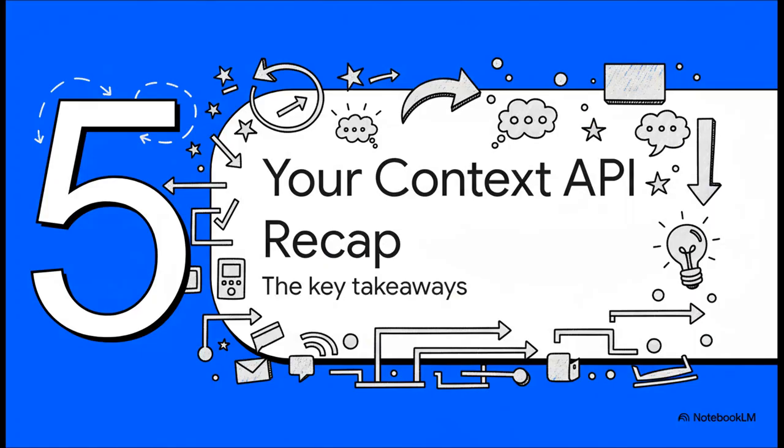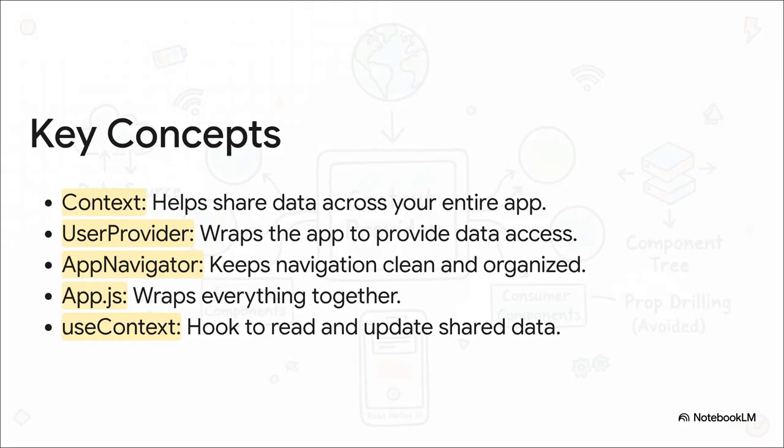Okay, we've gone through a lot there pretty fast. So let's just take a second to recap the key takeaways, just to lock it all in. So remember these key players. First, you have the context itself. That's what you create with createContext. Then you have the user provider, the component that holds the state and wraps your app. Your app.js is where you actually do that wrapping. Your app navigator just handles the screens like usual. And finally, you have the useContext hook, which is how any screen can reach in and grab that shared data. That's the whole shebang right there.